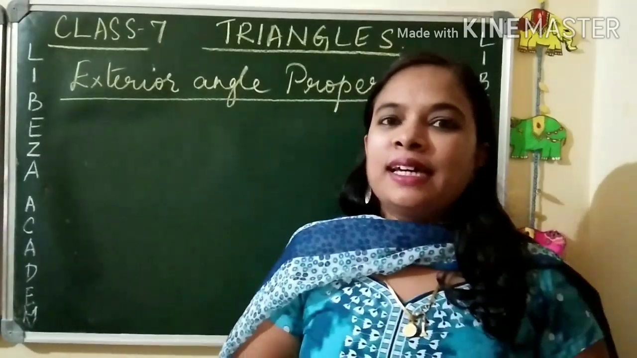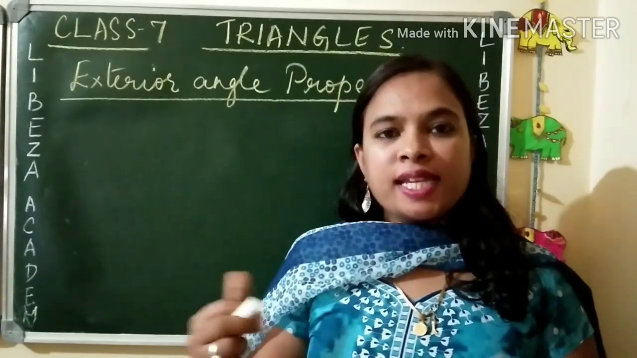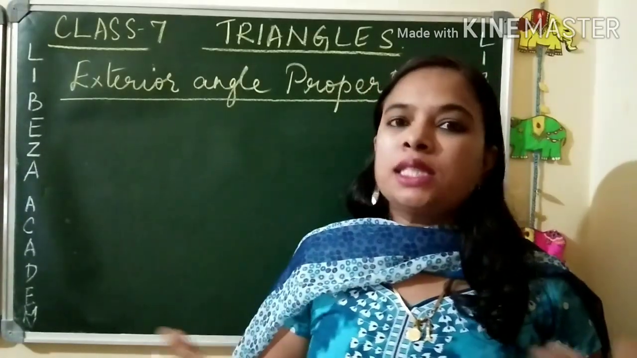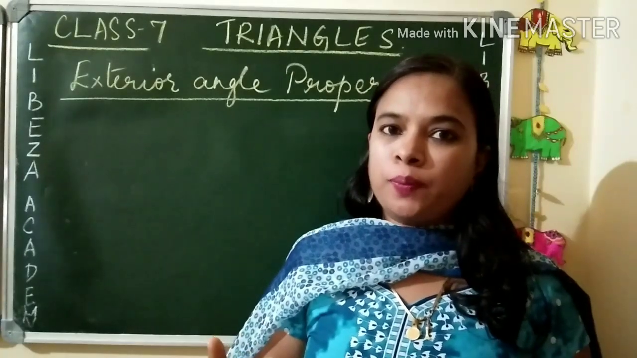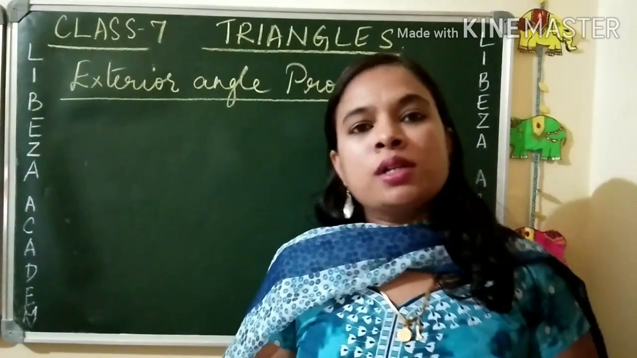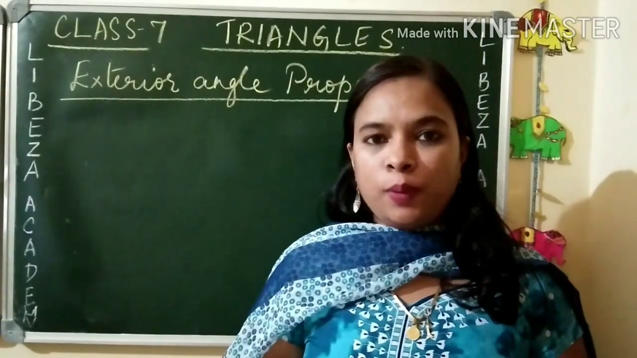Hello children, we saw the angle sum property of a triangle. Next, the property you are going to learn is the exterior angle property, and this is also one of the most important properties we are going to learn today. Today also I am going to start by doing an activity related to the exterior angle property.